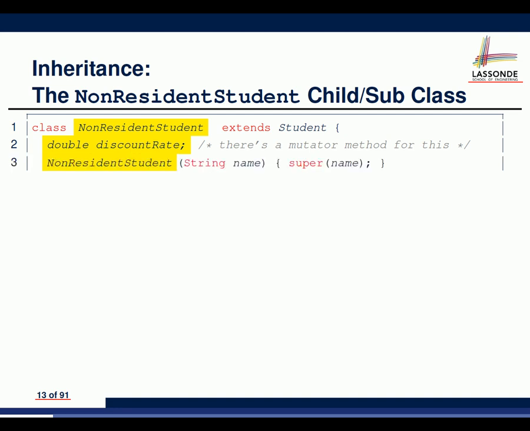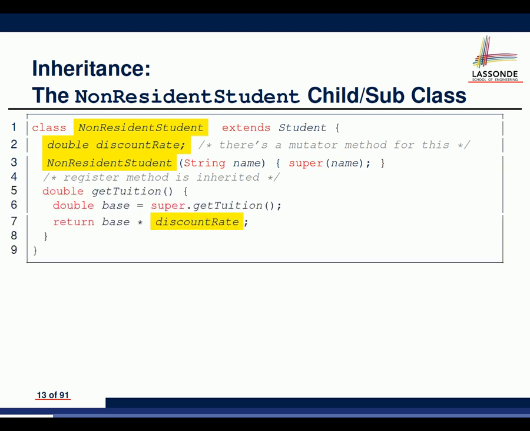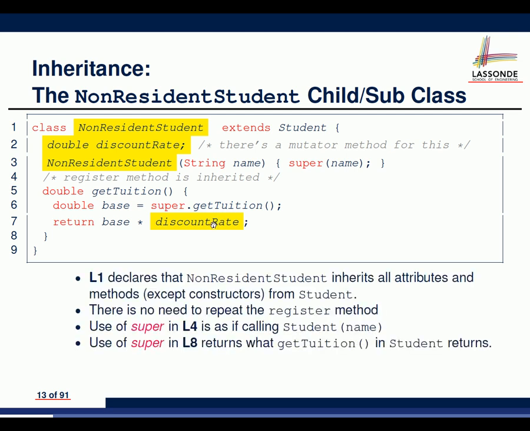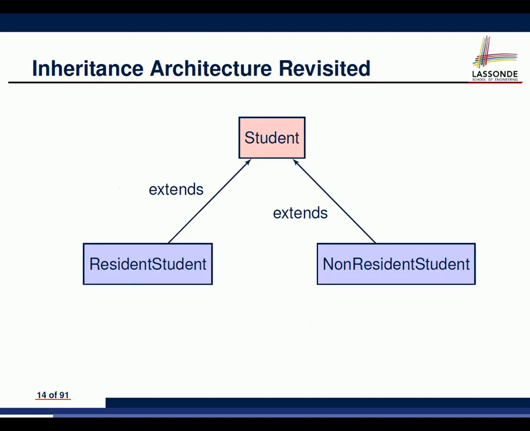And then we got non-resident students, and now we want to refer to the same version of constructor. You say super name, right? And also, get tuition, we simply get a base amount, and then we apply the discount rate instead. Okay, all right, very good. And that's exactly what I said. That's the inheritance hierarchy we have. This is very simple, but it's good enough to illustrate all the ideas we're going to talk about.